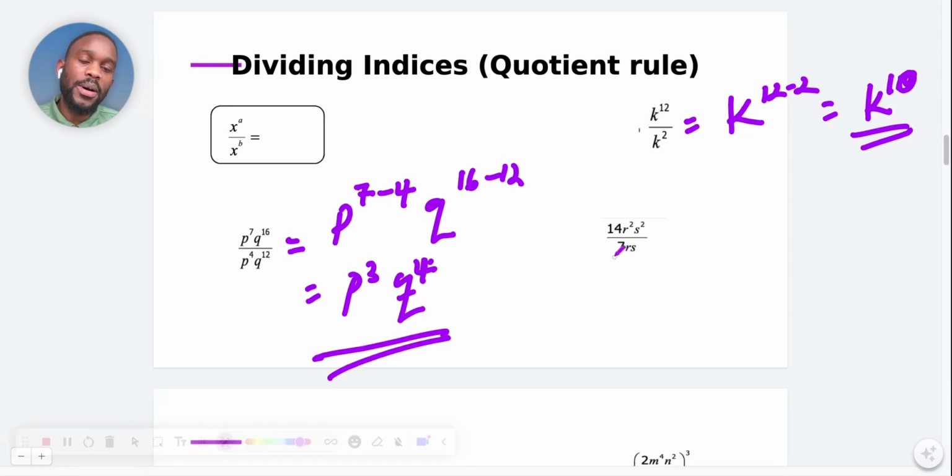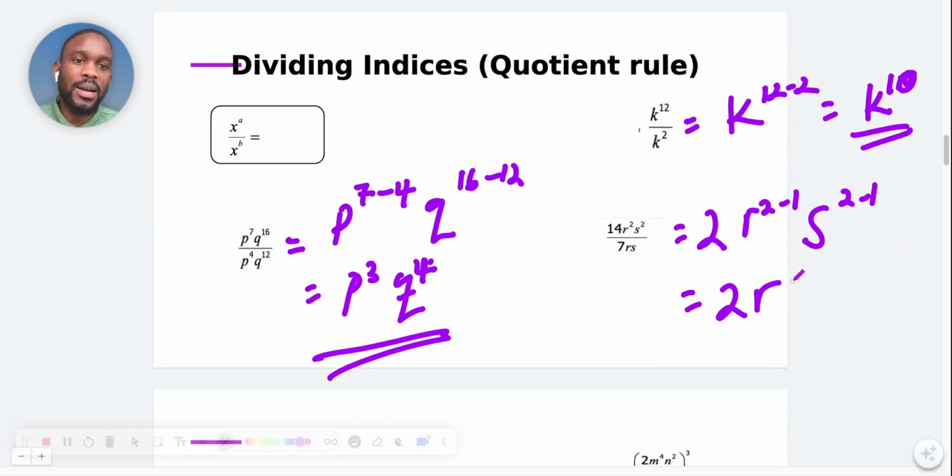That's what you get. What about if we have a constant? You see, 14 divided by 7, you get a 2. R's alone. R squared divided by R. Yeah, that will give you R, 2 minus 1. S squared divided by S is the same as S, 2 minus 1. And this will give you 2RS.